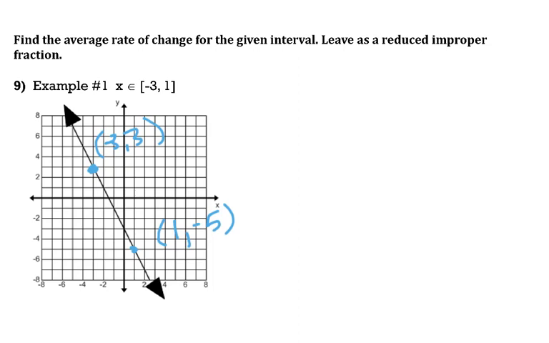So notice the x values. I'm focusing on the x values, negative 3 to 1. All right. The y values are determined by the point on the graph. So to find it, we go down, and that's going to be 8. So negative 8. And we're going to go to the right, 1, 2, 3, 4. So our average rate of change we would write as negative 8 over 4, which simplifies to negative 2.